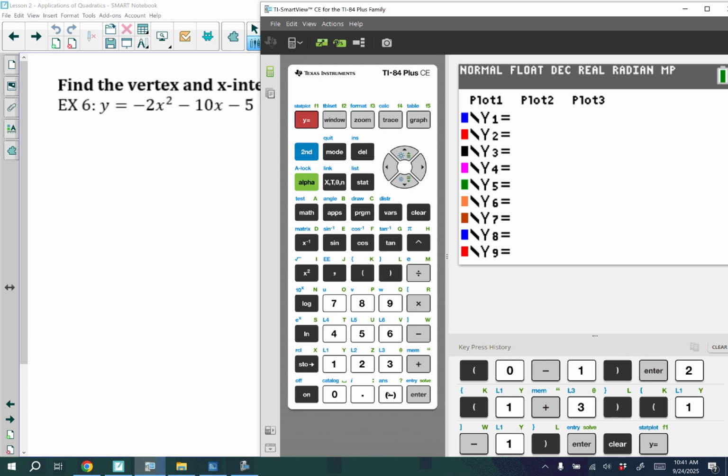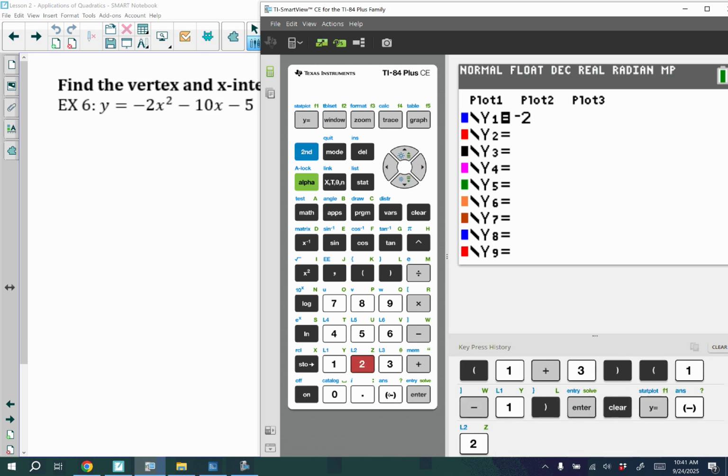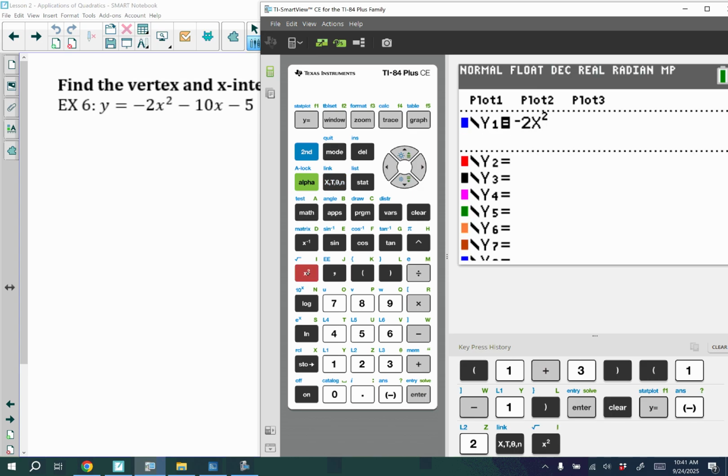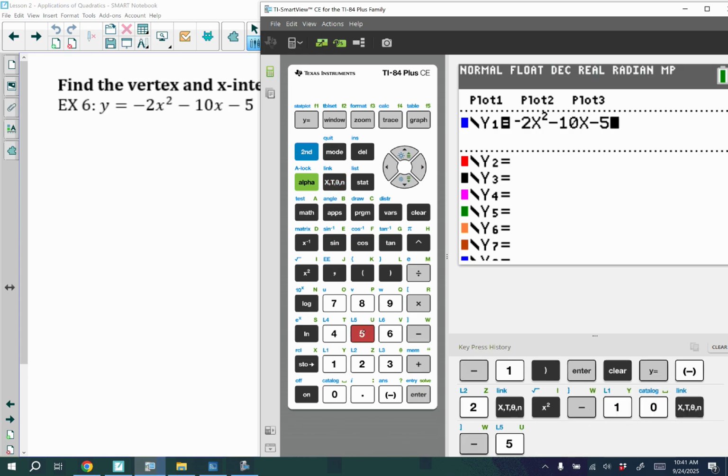So remember, we're going to do negative 2. Make sure you use the negative. If you use minus, it's going to say error. So negative 2. Then you're going to press the x key, which is right by alpha. Then we want the squared. And then we're going to do minus 10x. This is where you'll do the minus. If you do negative, it's going to think you're multiplying instead of just subtracting. And we're going to do our x again, and then minus 5.